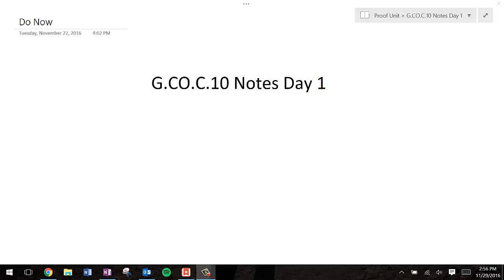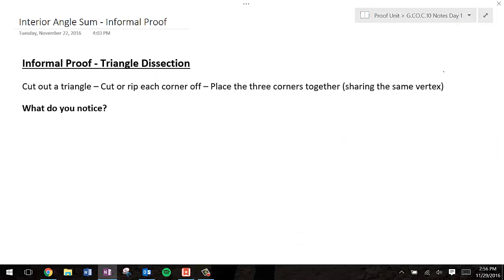G.CO.C.10 notes, day one, where we talk about all the different things involving triangles and all the different relationships that we can look at in regards to our different triangle theorems. So the first one we're going to start with is the idea that the interior angles of a triangle add up to 180 degrees.